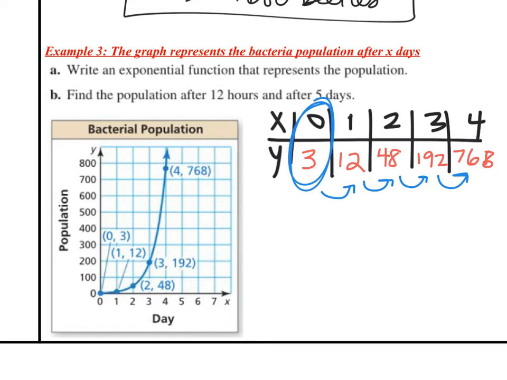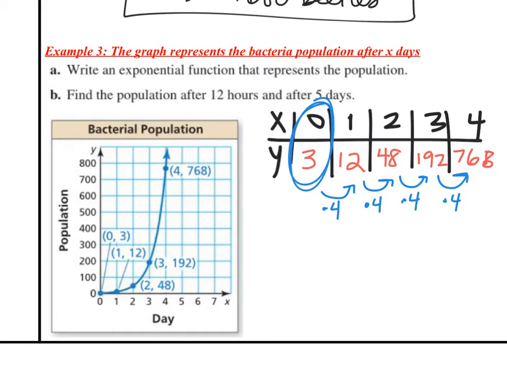You also need to know the pattern. So look at your table and think for me, what are the y values multiplying by? 4. Every time they multiply by 4. So this is a common ratio of 4.